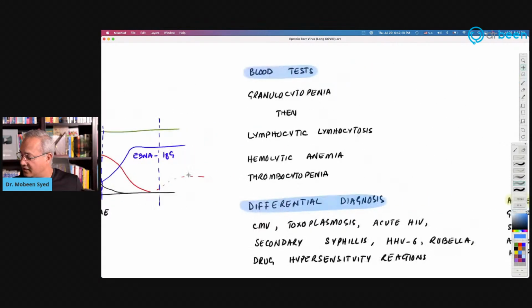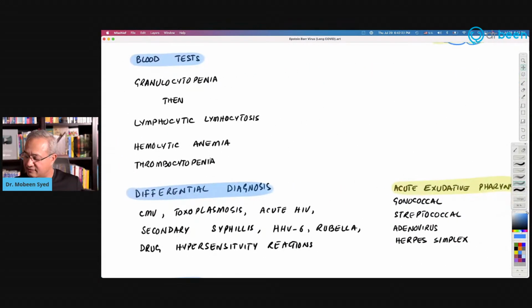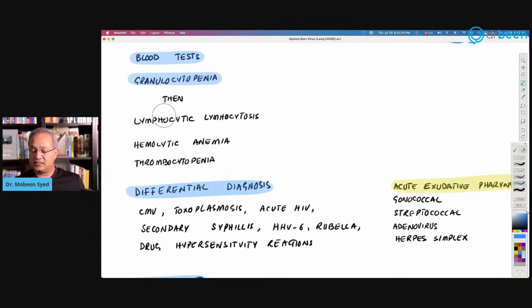Then blood tests, for example. It is seen that in the very first week, or the very first few days, granulocytopenia occurs. Granulocytes, eosinophils, basophils, neutrophils, they start going down in number. Then after that, lymphocytosis occurs. So the lymphocyte number increases, and mostly that is the B cells and T cells.